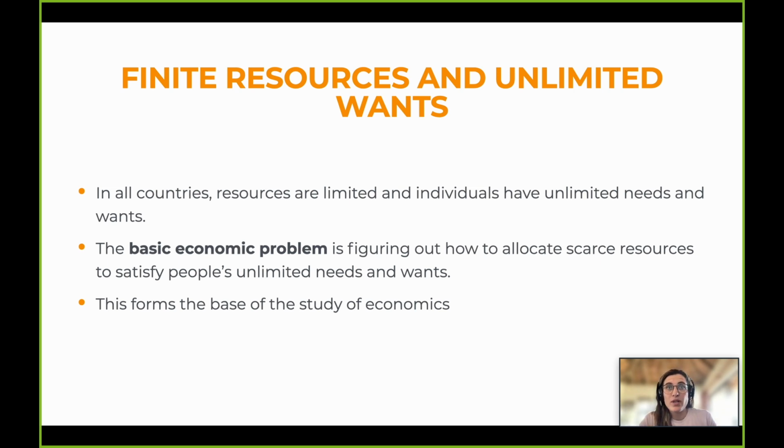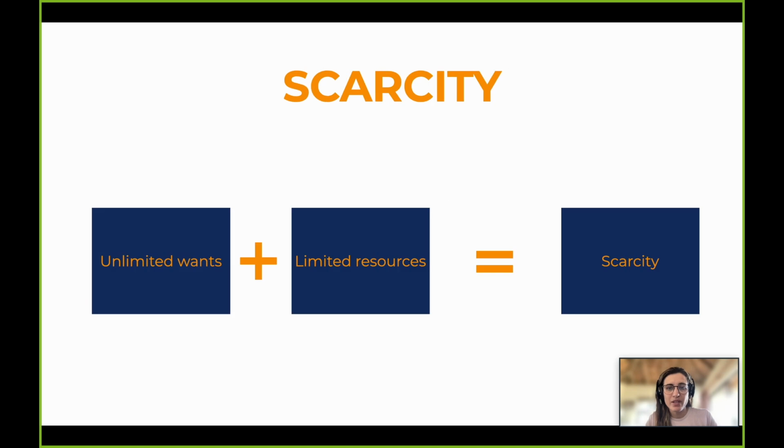And all individuals will have unlimited wants, okay? And this will form the base of economics. If you take economics further, this is going to be the base, all right? All the theories that you will learn in this course are based on the basic economic problem, okay? So scarcity is the combination of these unlimited wants and these limited resources. If there are unlimited wants and there are limited resources, there is going to be scarcity. The resources that we have on the earth are scarce, okay? There's not enough to fulfill our wants, and this is the basis of that formula.